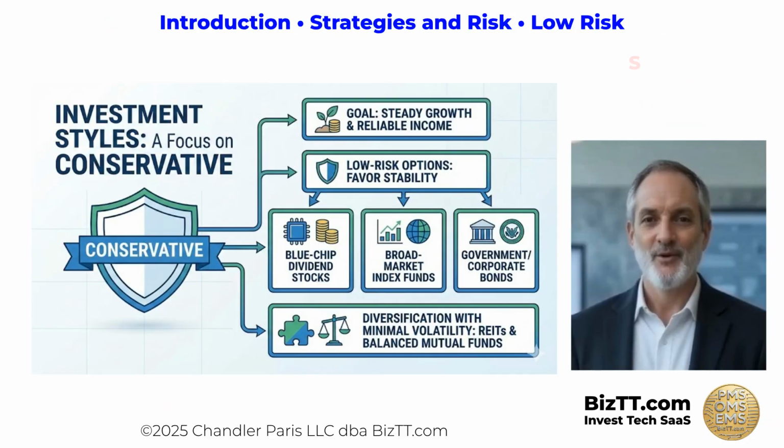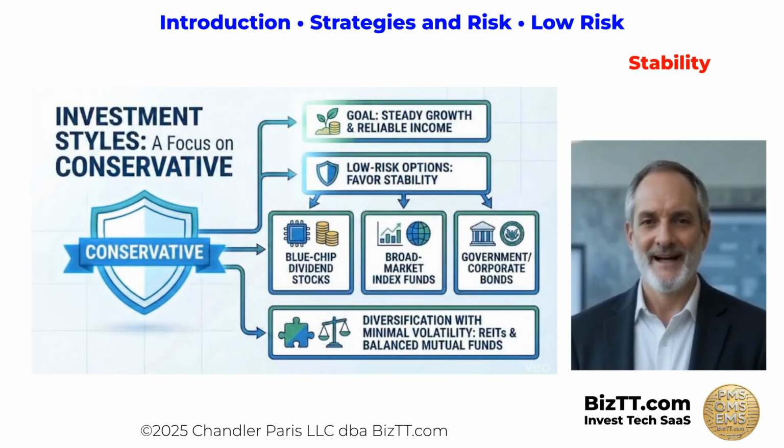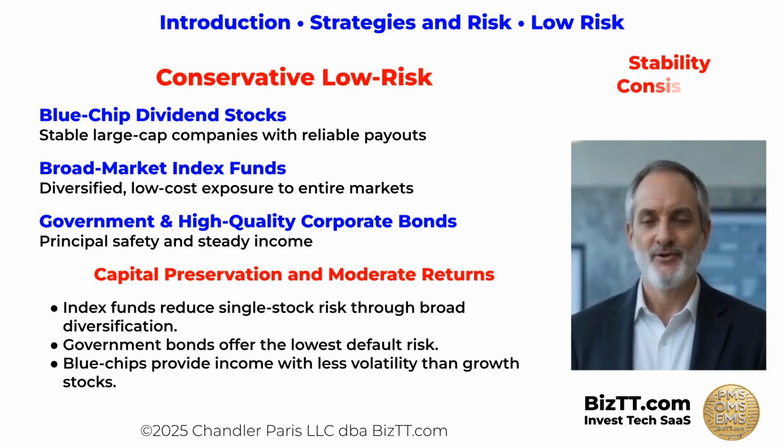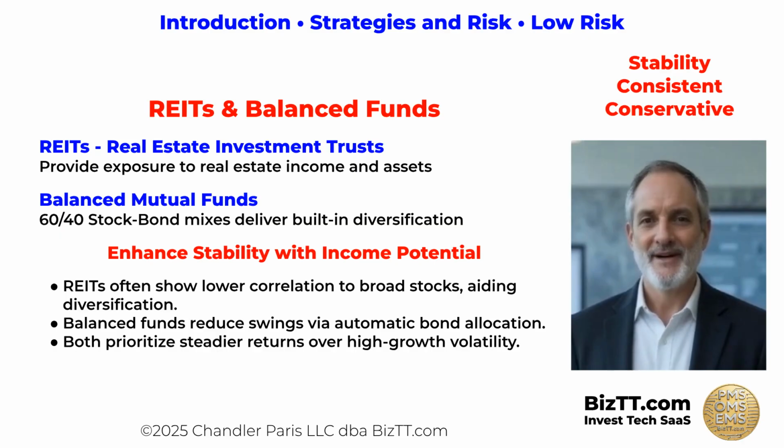Conservative investors favor low-risk options for steady growth and reliable income. Top low-risk choices include blue-chip dividend stocks, broad market index funds, and government or corporate bonds. REITs and balanced mutual funds add diversification with minimal volatility.